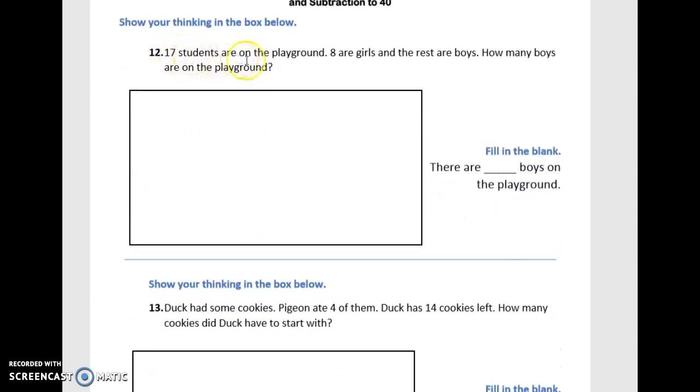"17 students are on the playground. 8 are girls, and the rest are boys. How many boys are on the playground?" Draw the picture. There are blank boys on the playground.